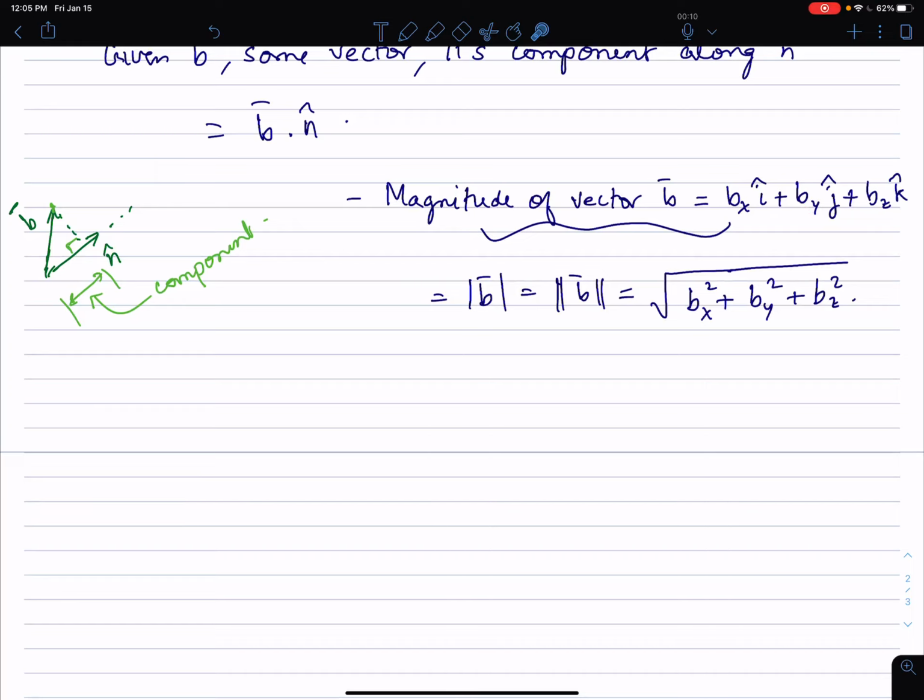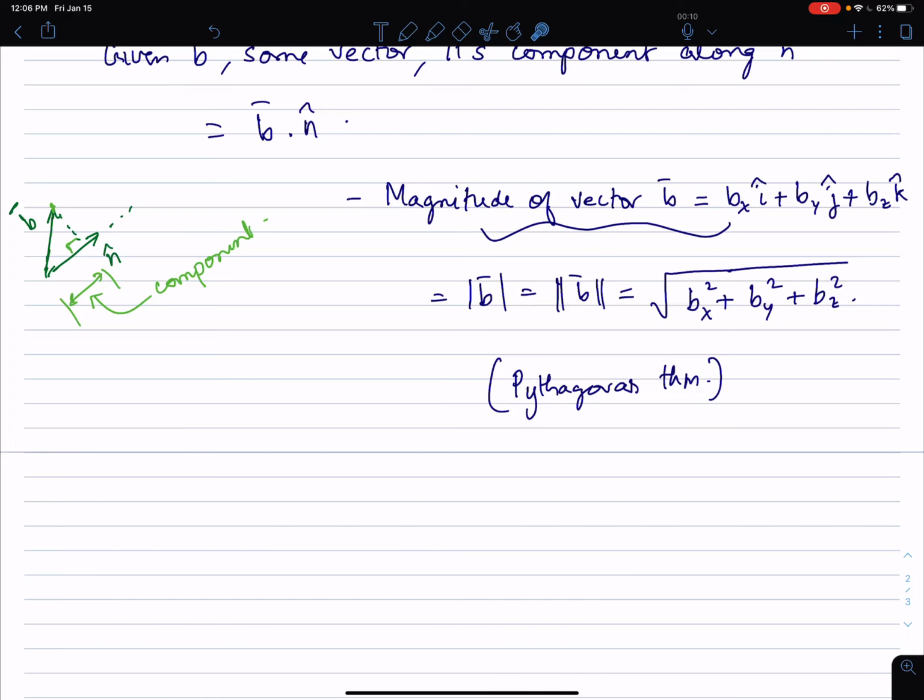Why is this true? Why is the length equal to this? Where does this come from? Okay, so it comes from Pythagoras' theorem. The magnitude is like a hypotenuse, and you can show that the length is basically the square root of the sum of squares of the three individual sides, or three individual components. Okay. Sort of generalizing Pythagoras' theorem to 3D, I suppose.